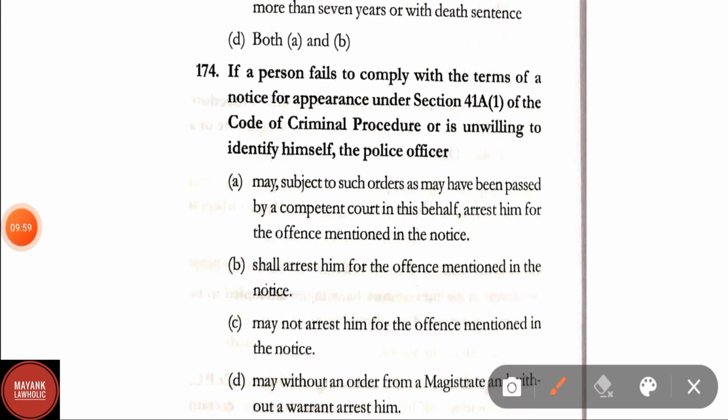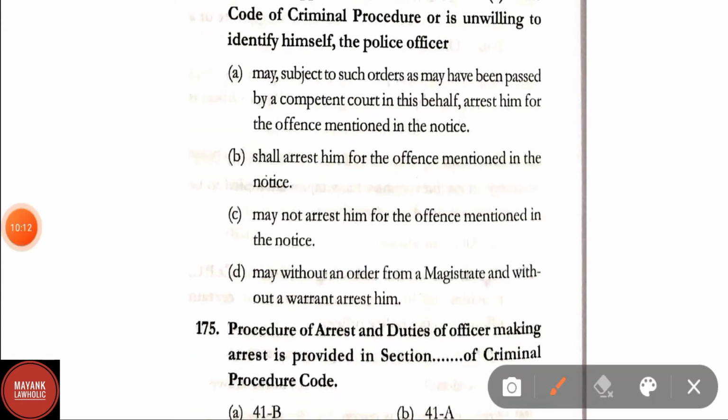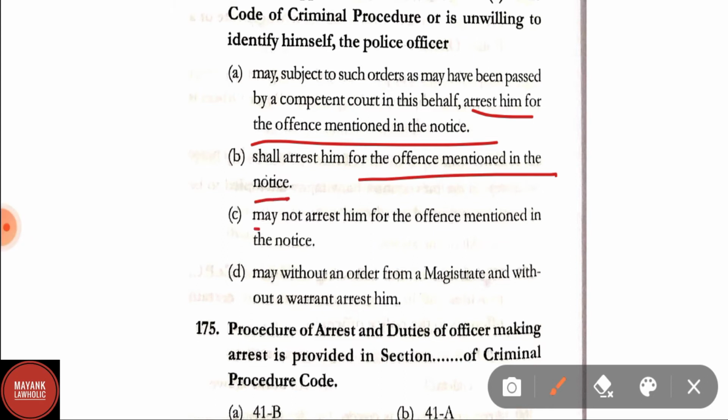Question number 174. If a person fails to comply with the terms of notice for appearance under section 41A subsection 1 of the Code of Criminal Procedure or is unwilling to identify himself, the police officer, option A, may, subject to such orders as may have been passed by a competent court in this behalf, arrest him for the offence mentioned in the notice. Option B, shall arrest him for the offences mentioned in the notice. Option C, may not arrest him for the offences mentioned in the notice.